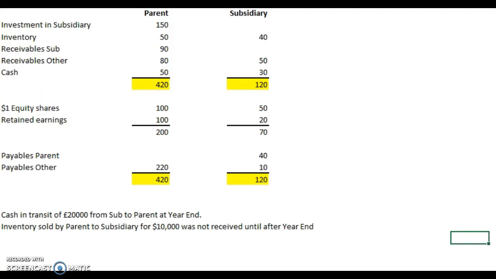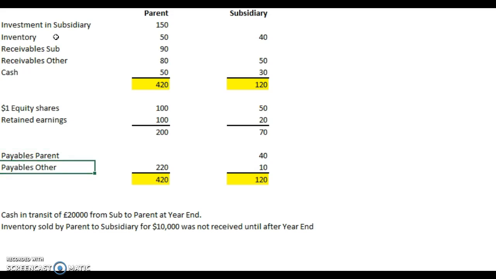Here we have a bit more of an extended balance sheet for the parent and subsidiary. A bit more detail in the assets. We have inventory, receivables from the subsidiary and receivables from third parties, a cash element, equity section is the same, and then the liabilities, we have payables to parent and payables to other.